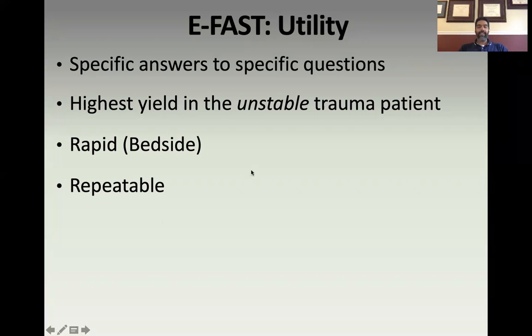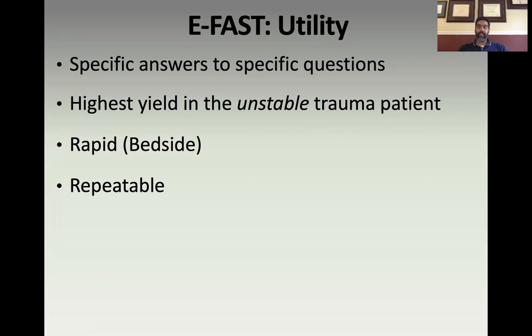Okay. The highest yield is in your unstable trauma patients. So remember the traditional indication for your FAST exam, thoracoabdominal trauma with evidence of instability. That's where the highest yield for the FAST exam is. But again, the FAST exam is starting to be used in more broad situations, including non-traumatic situations, where you're trying to figure out why someone is in shock.